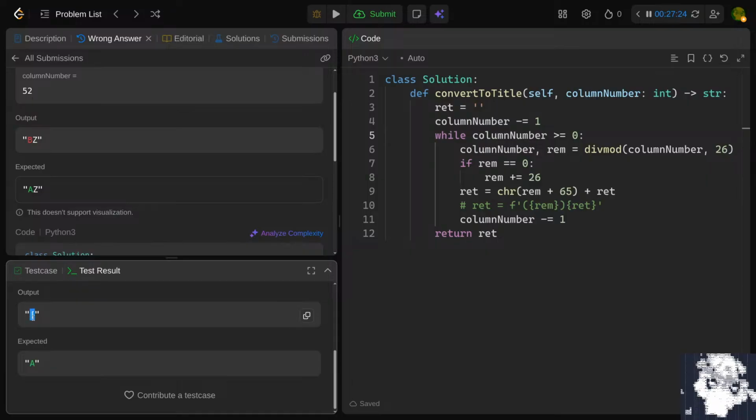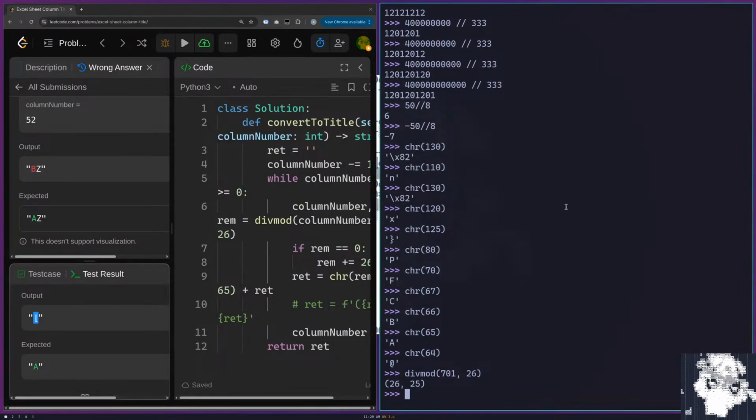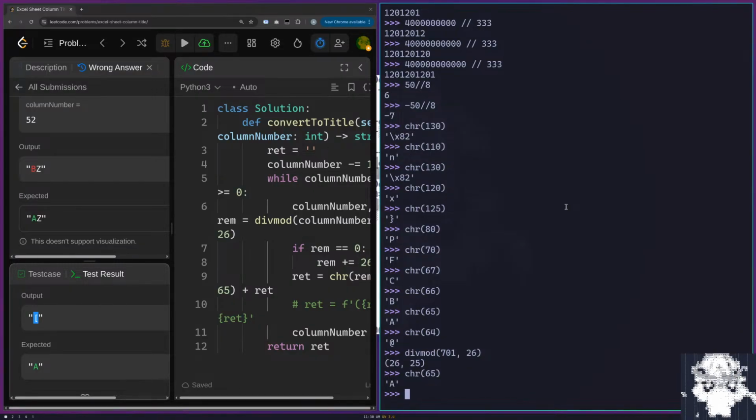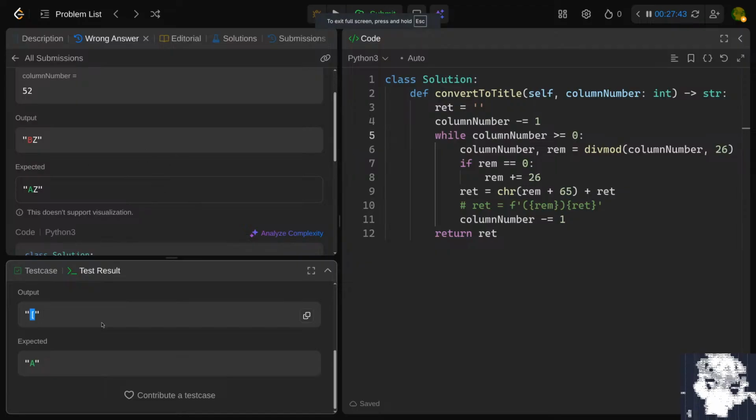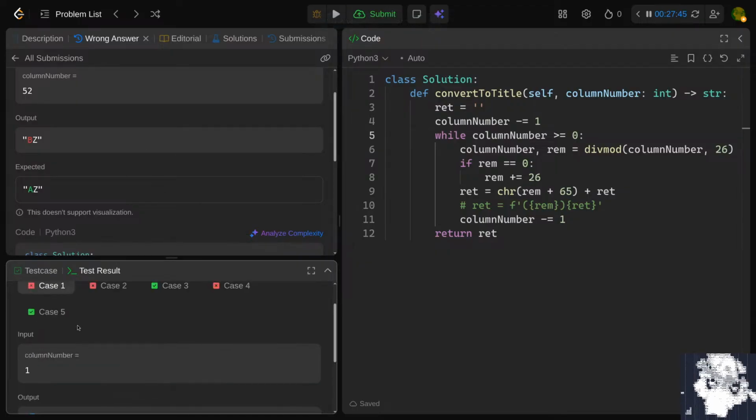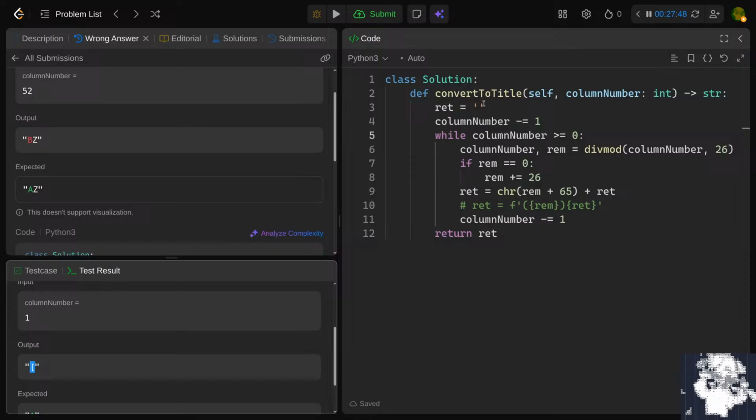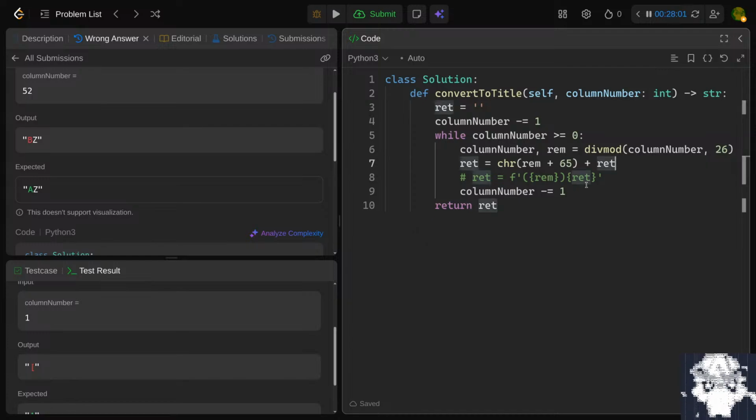What is this? Because I'm at 0, so I should do plus 65. Hold on, what is CHR of 65? That's A. So how do I end up with square bracket? So 1, I subtract 1 from it, I'm at 0. So this is at 0. I do 0 mod, oh wait, I don't want to do this anymore if I'm doing this.